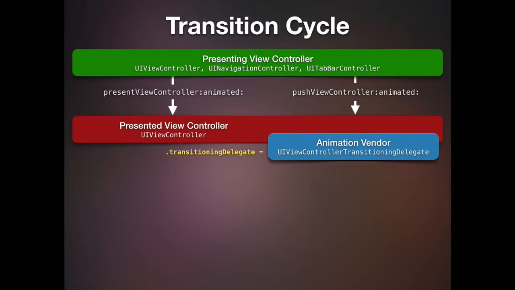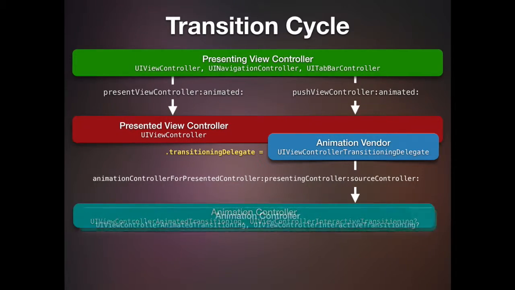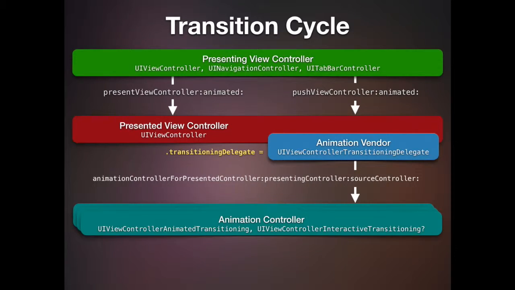If it's going to be something that doesn't really matter which view you're going to, or you just want to choose a different transition between a different full screen view, then you can have the presented view controller be the delegate. So once you have that delegate set, the system is going to call animation controller for presented controller. It's going to pass you the presenting controller and the source controller. And from this method, that's when you return animation controller objects.